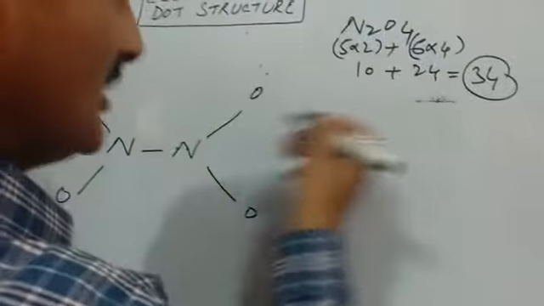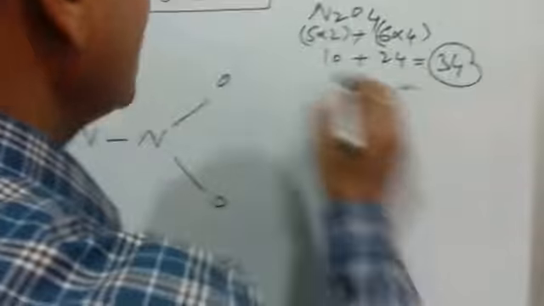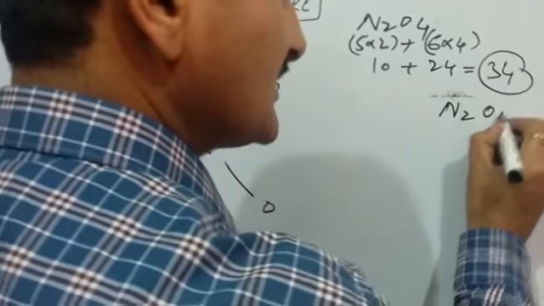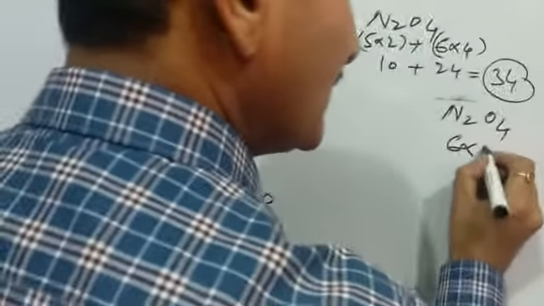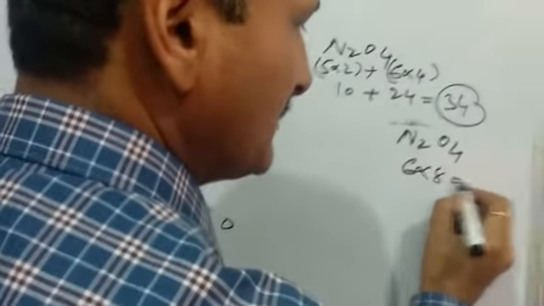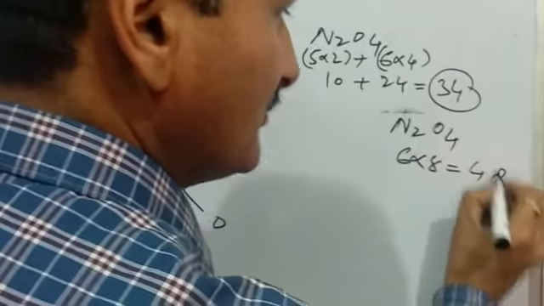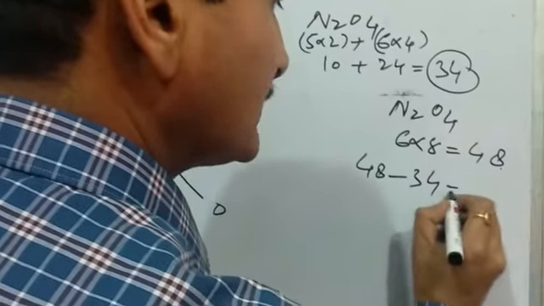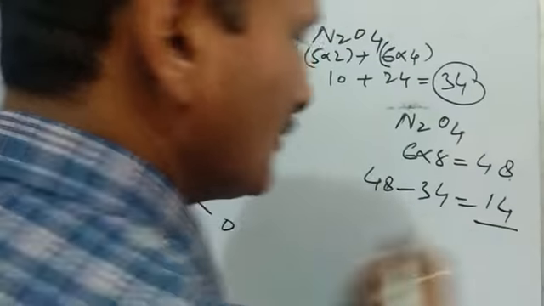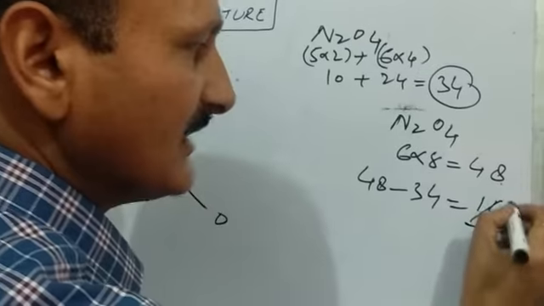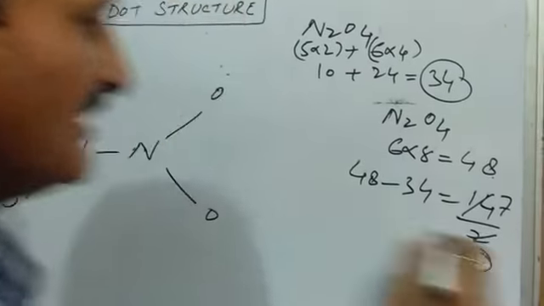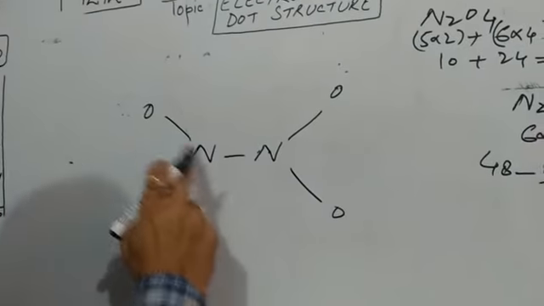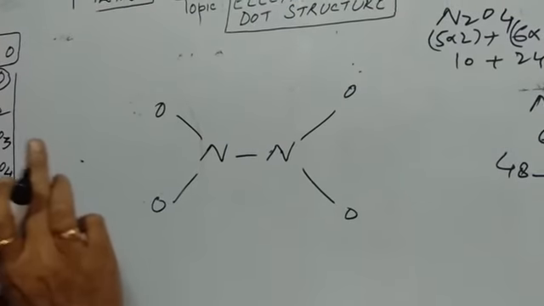Now let us find how many bonds should be there. For calculating that, we have N2O4. How many atoms? 6. 4 plus 2, 6. To complete their octet, multiply it by 8. We will get 48. So the difference will be 48 minus 34, that is 14. So we will divide this by 2, we will get 7. So we will have 7 bonds here. Now let us first see how many bonds are there. 1, 2, 3, 4, 5. So 2 more bonds can be placed there.